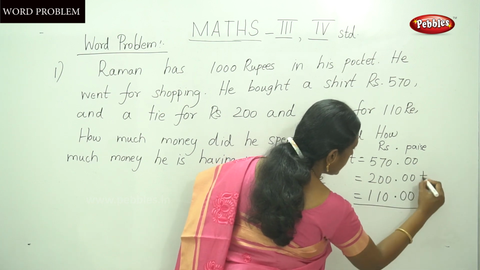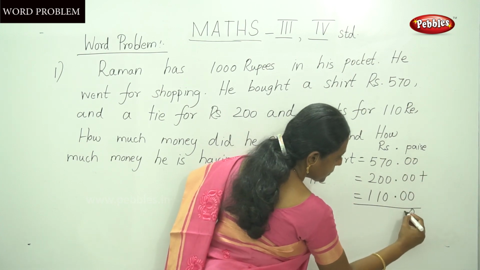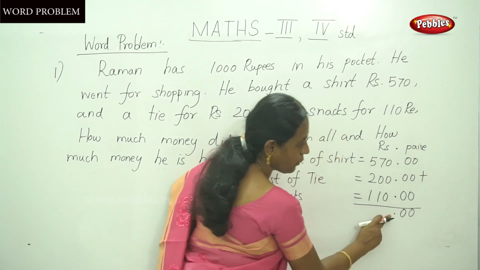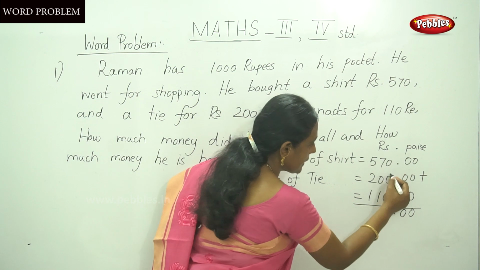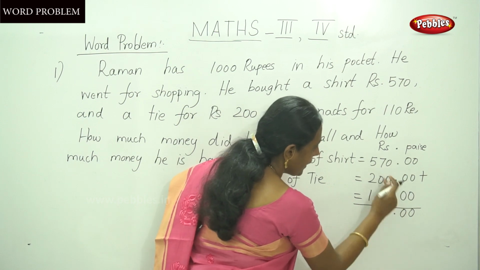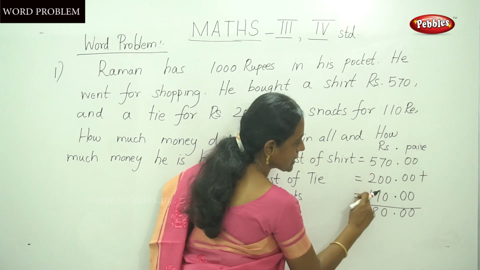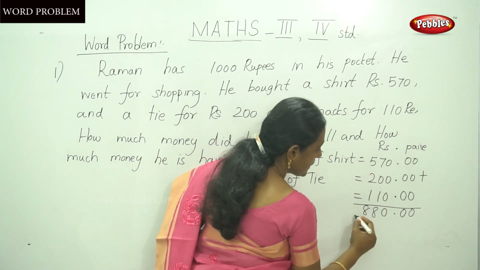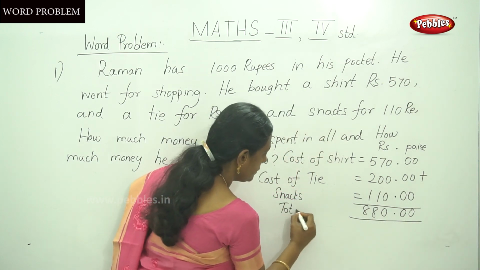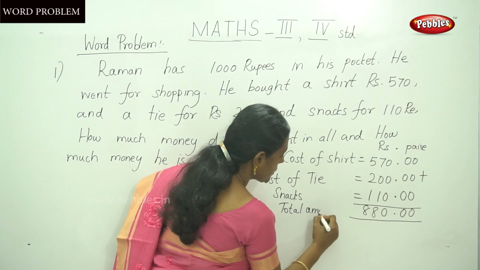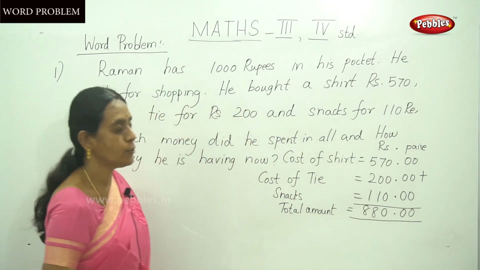First you have to add these three numbers. Here 0 only, so just put 20 and make a dot for the rupees paise format. And again that is 0, and 7 plus 1, that is 8, and 5 plus 2 is 7, and 7 plus 1, that is 8. That is the total amount he spent. This is the total amount, rupees 880.